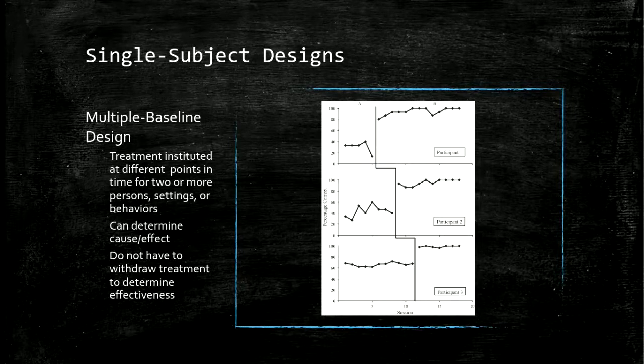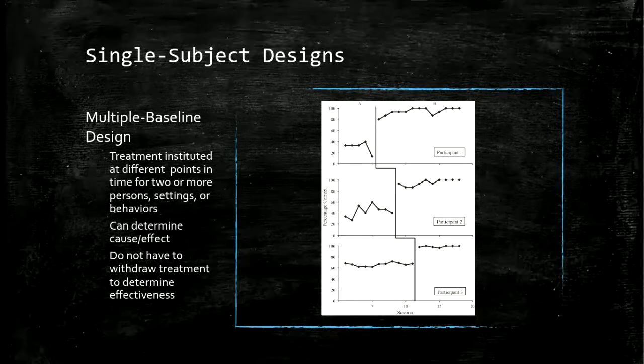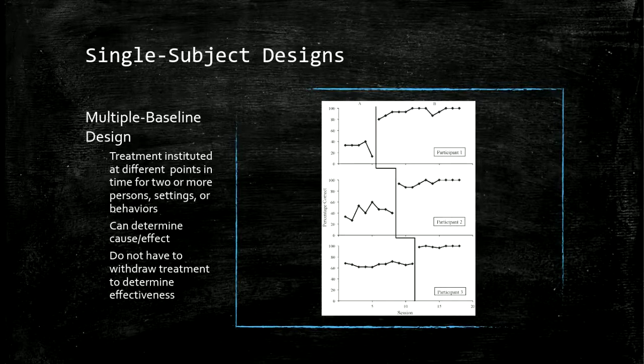You can also do multiple baseline across settings. So maybe you're looking at the smoking behavior of Paul, but you're looking at smoking at home, at school, and at work. So you keep him in baseline at home until day 7, and then implement the stop smoking intervention on day 7 for home. Keep him in baseline in the school setting until day 14.